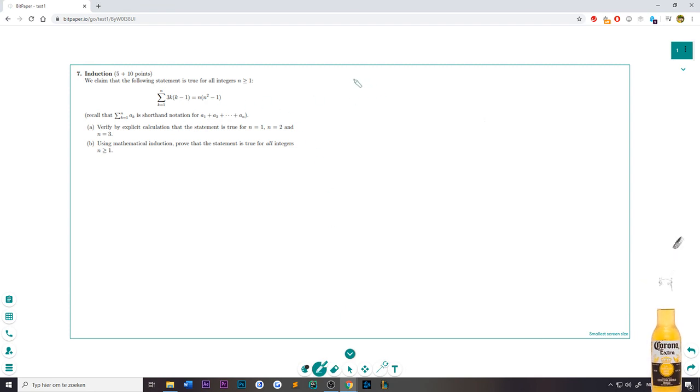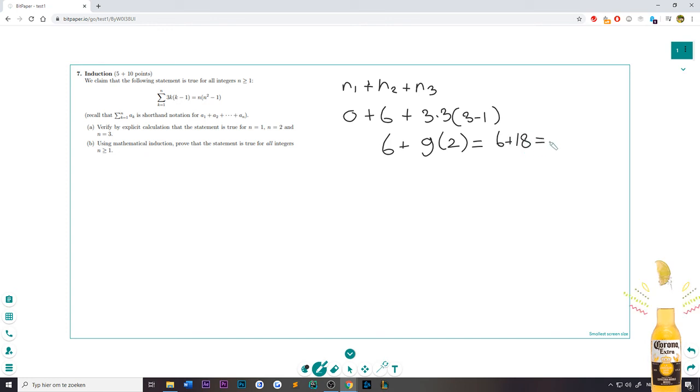Well, for n is 3, we have 3 times 3. Or actually, as a matter of fact, if n is 3, then that's the same as saying n1 plus n2 plus n3, right? Because it's a summation. So that's 0 plus 6 plus 3 times 3 times (3 minus 1), right? So that's 6 plus 9 times 2, 6 plus 18, it's 24.